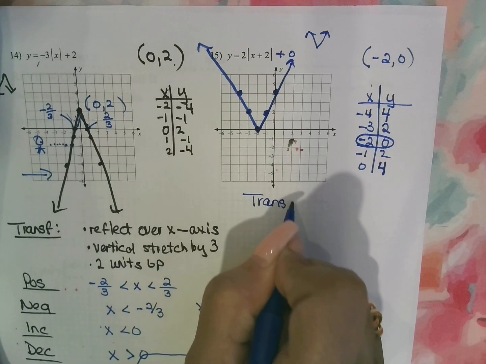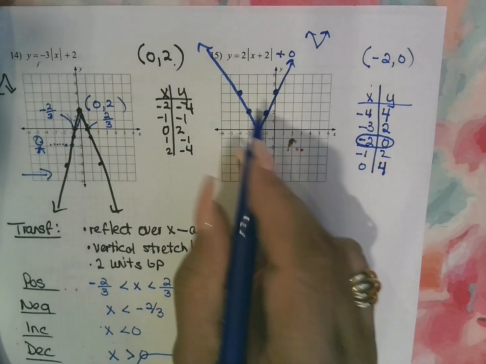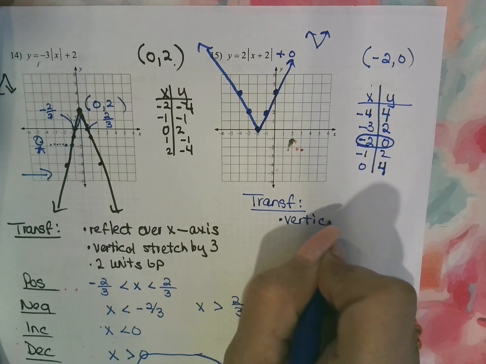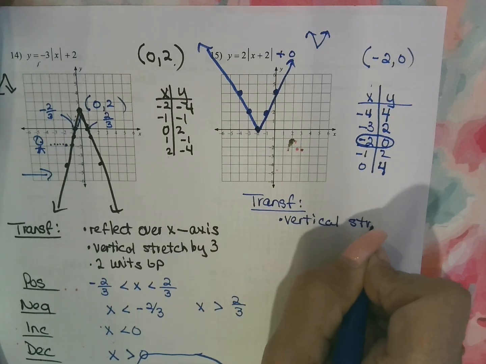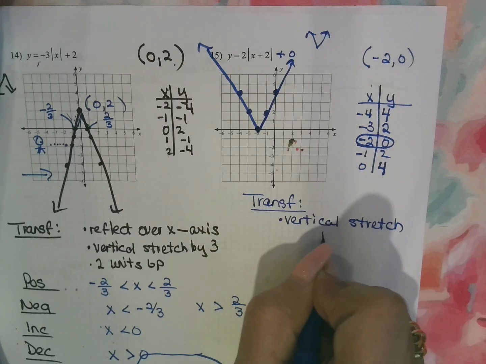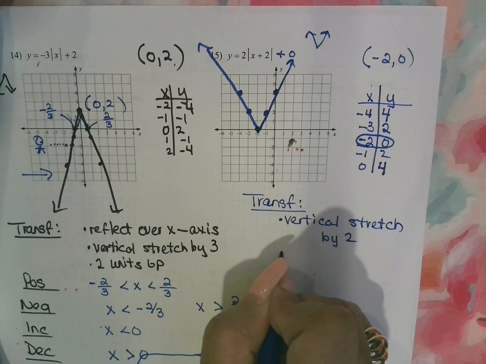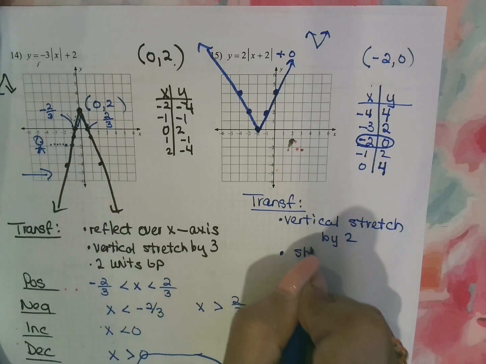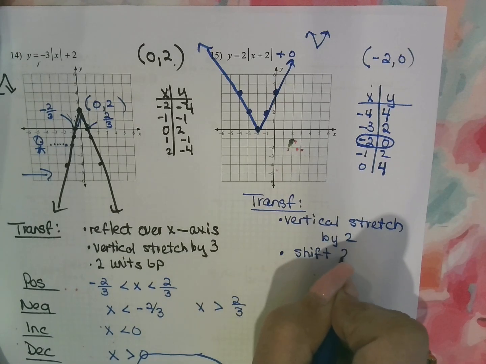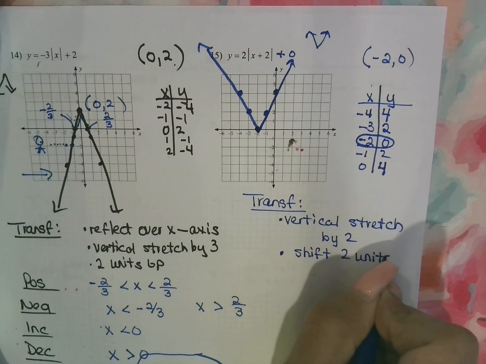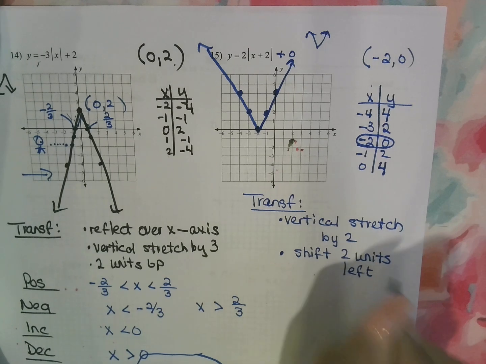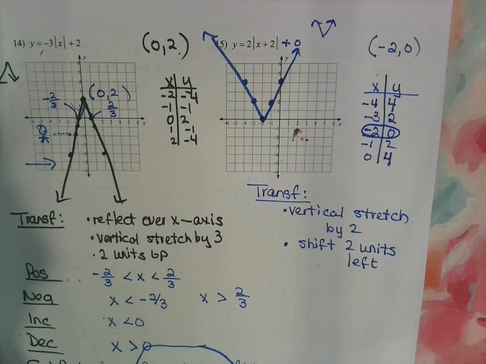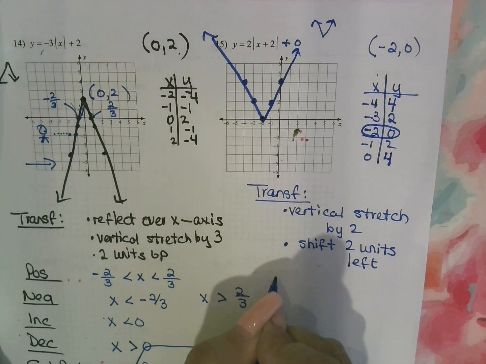So transformation or transformations. There's 2. There's a vertical stretch by 2, and there is a shift 2 units left, because it happens inside the function, and you can see it. It's shifted 2 units to the left. Okay? Positive.